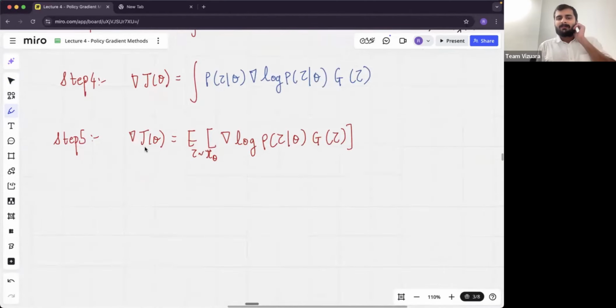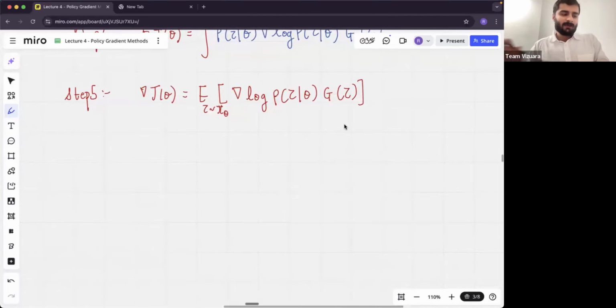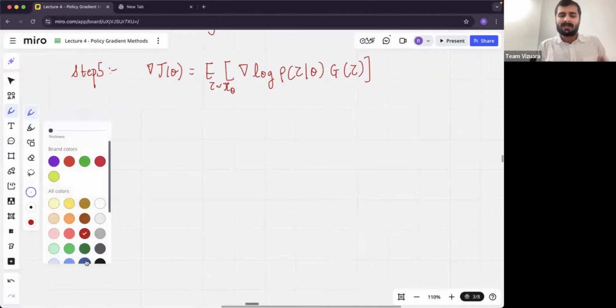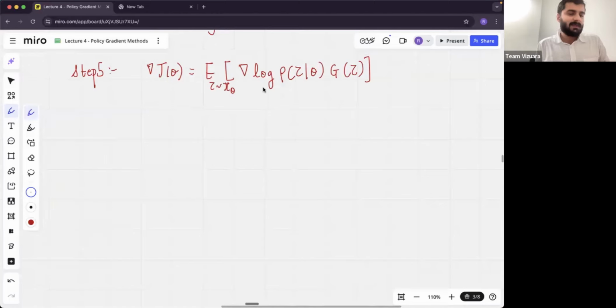So far what we have done is we have said that gradient of J of theta is equal to the expectation over all possible trajectories of grad of log probability of that trajectory times G of tau. Now this step is the most important, and after that we are directly going to get to the answer. So please pay very close attention to this step, which is the only slightly complicated step in this derivation. We are going to expand this now.